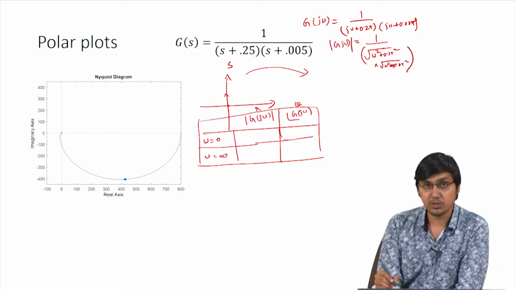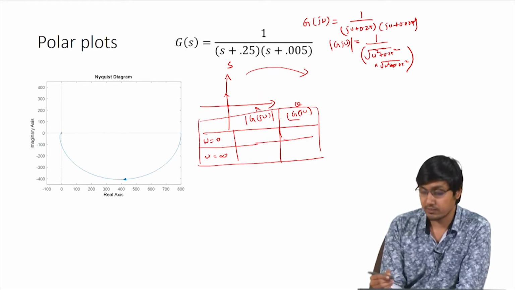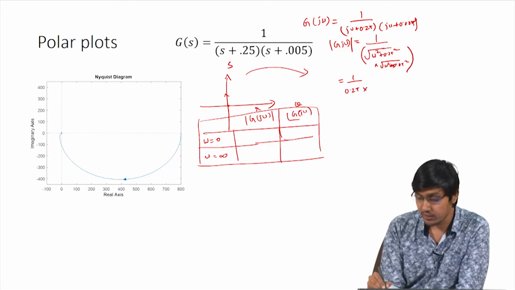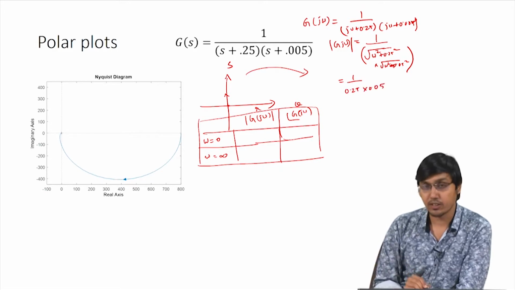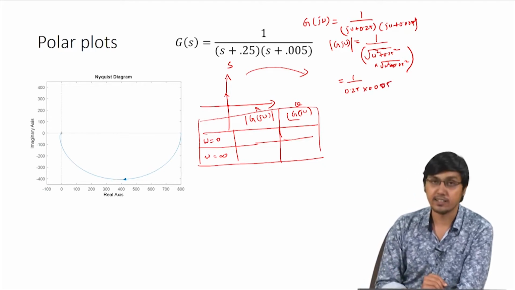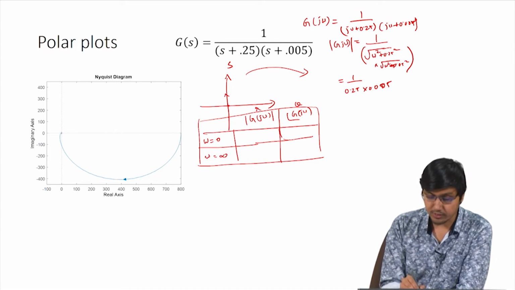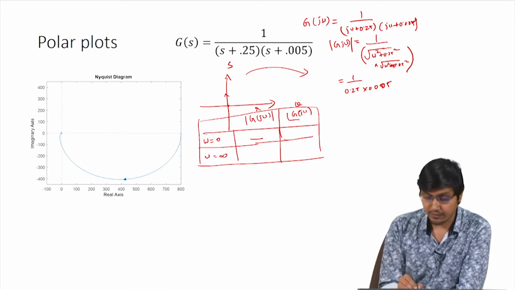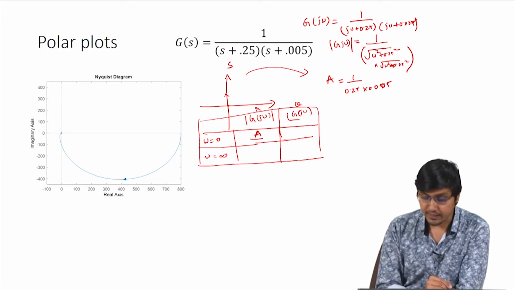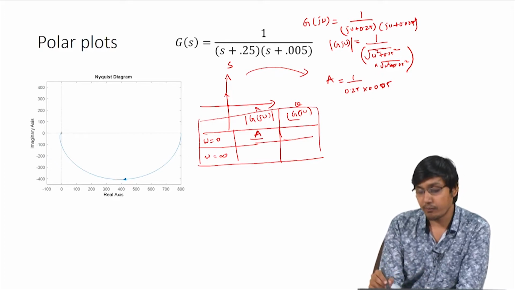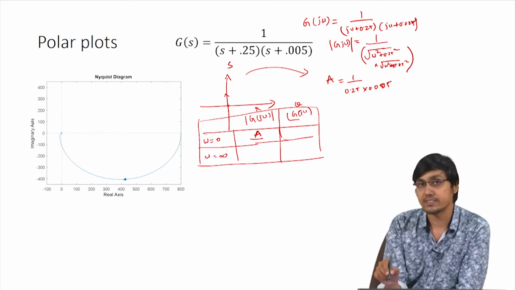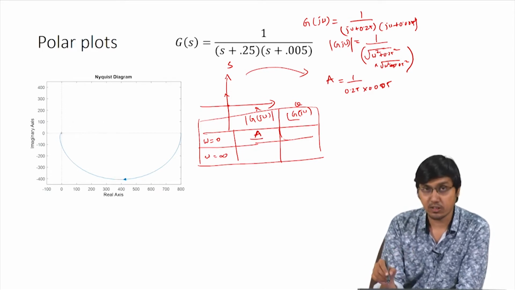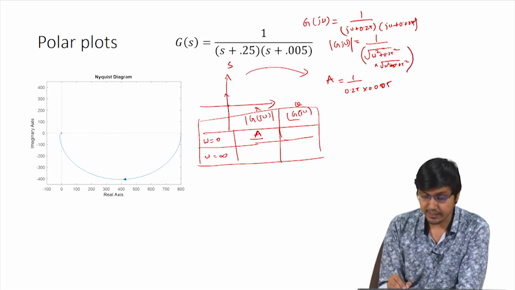Now we will substitute omega equal to 0 and see what happens. When omega equals 0, it simplifies to 1 by 0.25 into 0.005. Let us call this value A for now. That is what you will get here. And what is the angle? Clearly when omega equals 0, this is a real number and a positive constant. So the angle is 0.